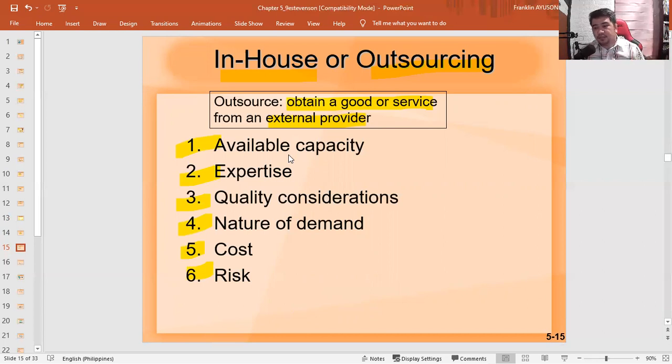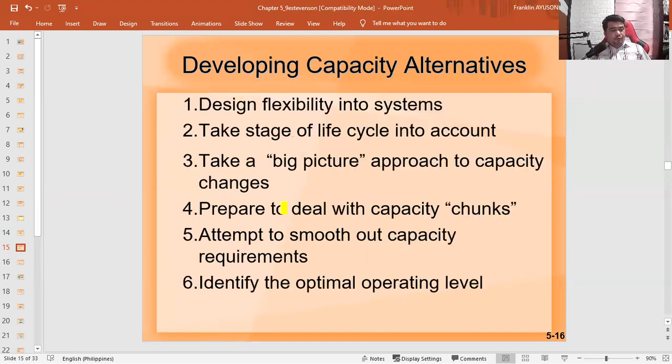But then again, outsourcing must take into consideration the following: the level of risk, the cost, the nature of demand, whether it will be volatile or a stable increase, whether or not the outsourcing company can also produce the quality that we intend to provide our customer, their level of expertise, and whether or not there are available outsource companies.